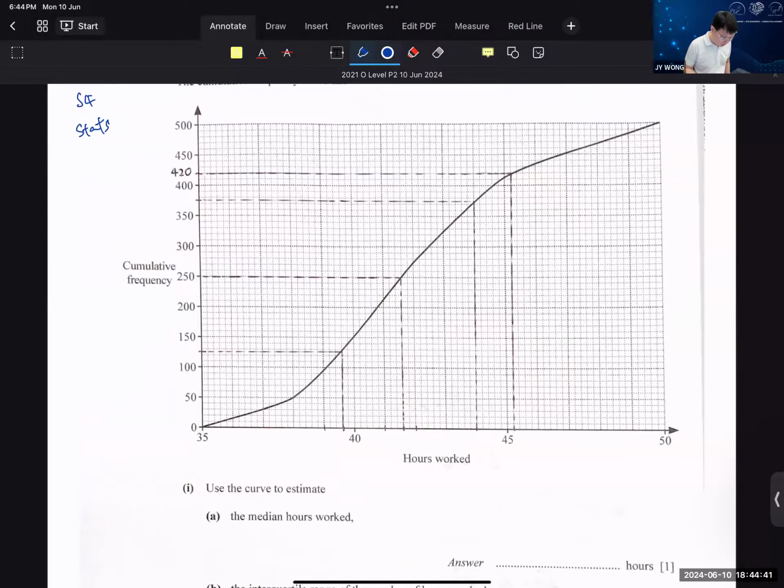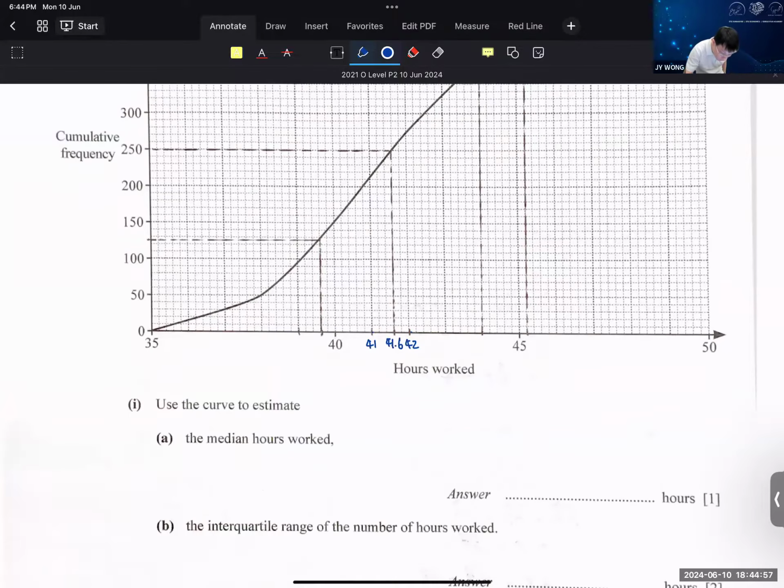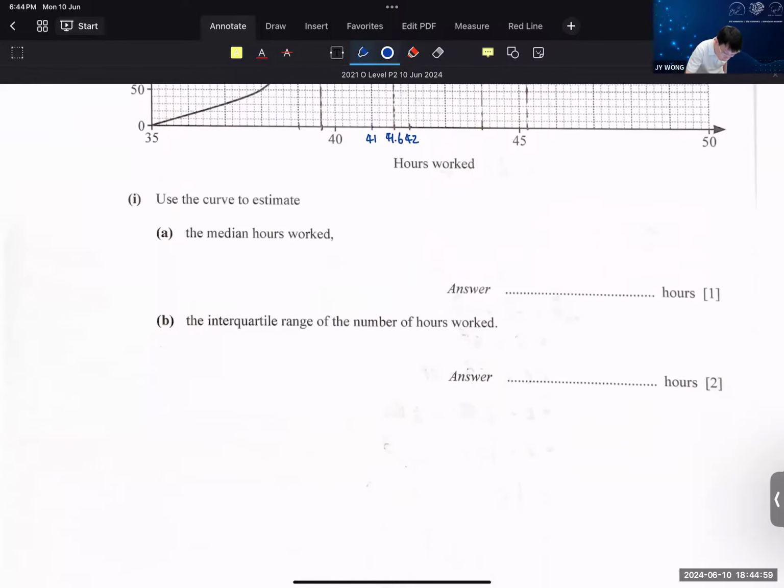Your median is this value, which gives me what? 40, 41, 42. So this is 41.6. So your median hours is 41.6.